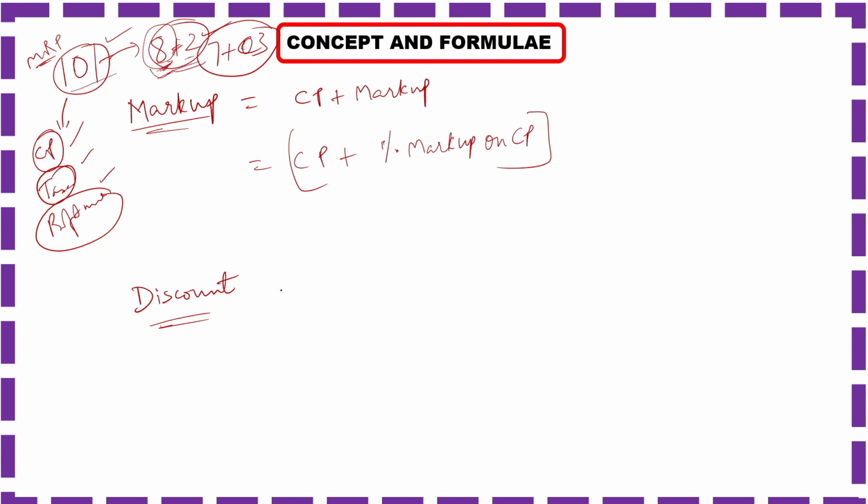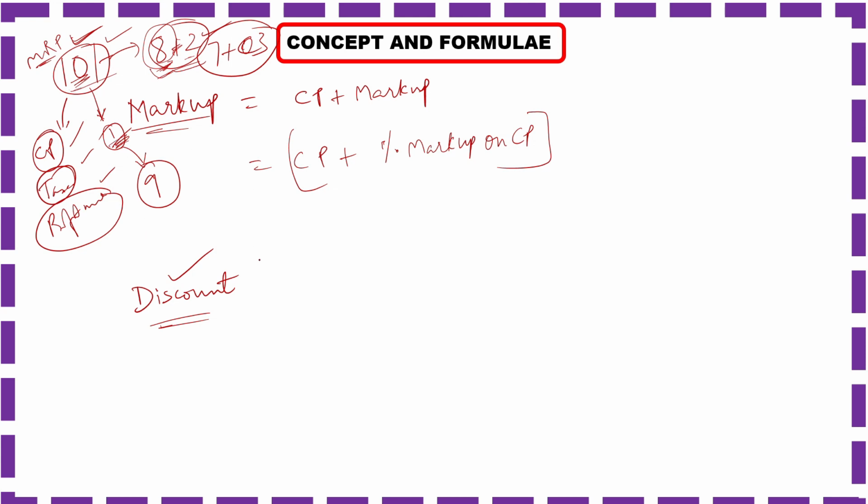So what about discount? Let's take the same example. Here we have 10 rupees. The price of the product is 10 rupees. The marked price is 10 rupees. Now, if the shopkeeper gives you a 1 rupee discount, then after giving the 1 rupee discount, he sells it for 9 rupees. Then that 1 rupee reduction from this marked price is known as the discount. 1 rupee reduction, right, from this markup.